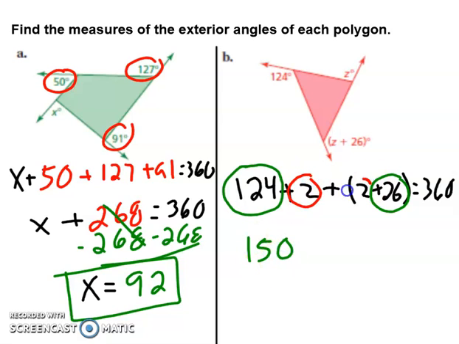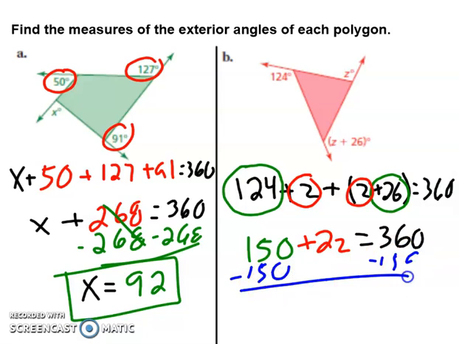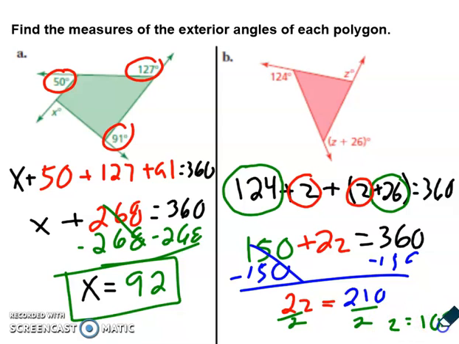I have z plus z, that's going to give me 2z, and that's equal to 360. To get 2z all by itself, I subtract 150. So we get 2z is equal to 210. And now I divide by 2. And I get that z is equal to 105. Nice. Awesome job so far, folks.